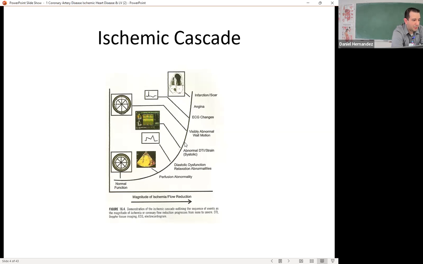As that ischemia gets worse and worse, we start seeing some changes prior to the patient actually developing any sort of physical symptoms of chest pain. So we first develop perfusion abnormalities. The first thing we can actually detect on this ischemic cascade is diastolic dysfunction. That's why diastology and learning diastolic dysfunction is so important, because we can detect ischemic changes within the ventricle prior to the patient developing any sort of EKG abnormalities or physical symptoms, and even long before a patient develops any visible wall motion abnormalities.